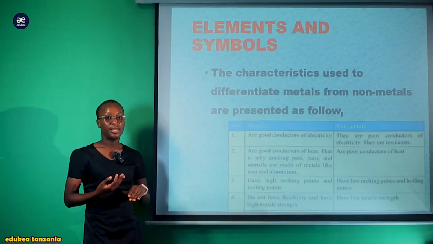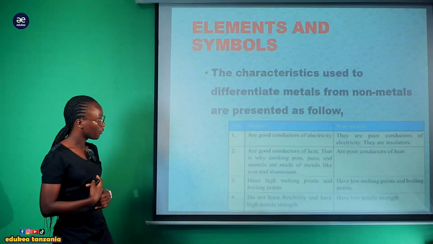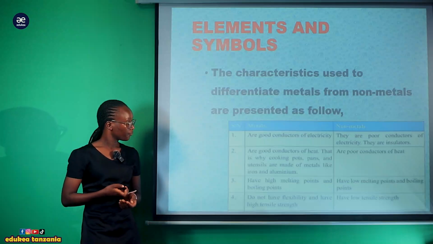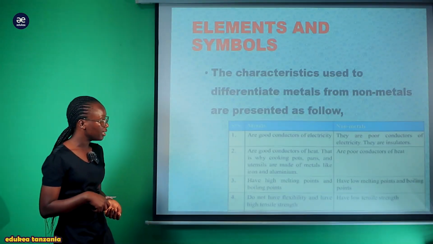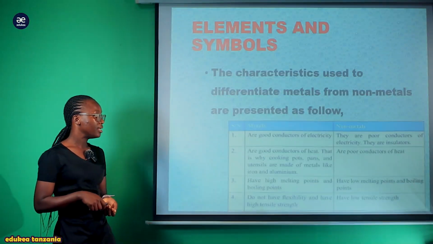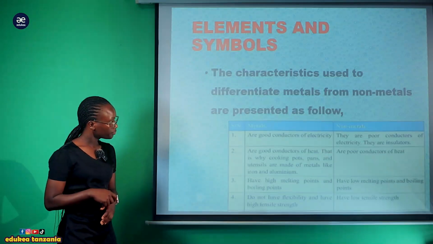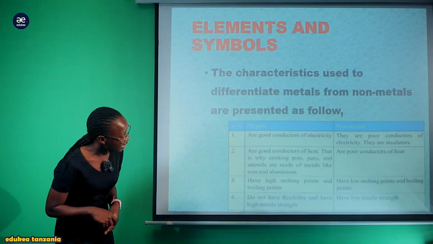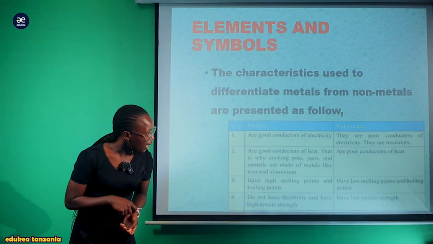Another, the metals have high melting point and boiling point, while the non-metals have low melting point and boiling point. But also, the non-metals have lower tensile strength, meaning that they are flexible, while metals do not have flexibility. They have higher tensile strength.